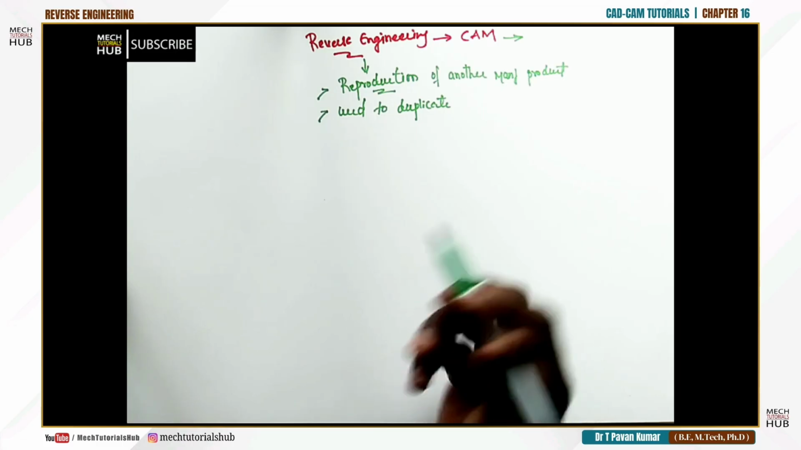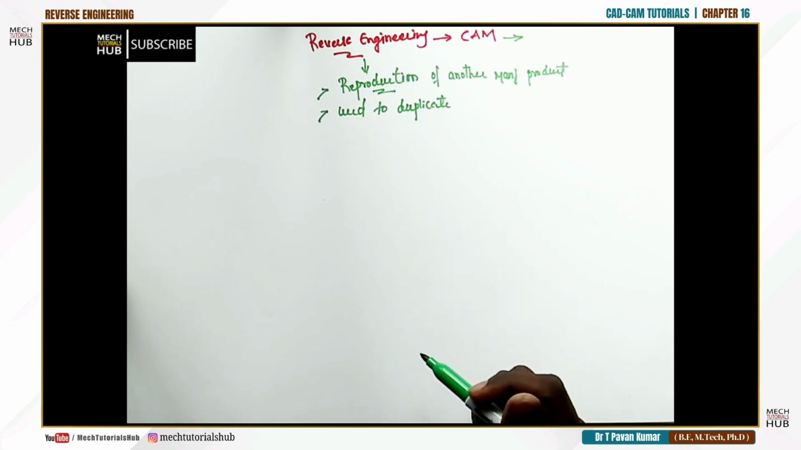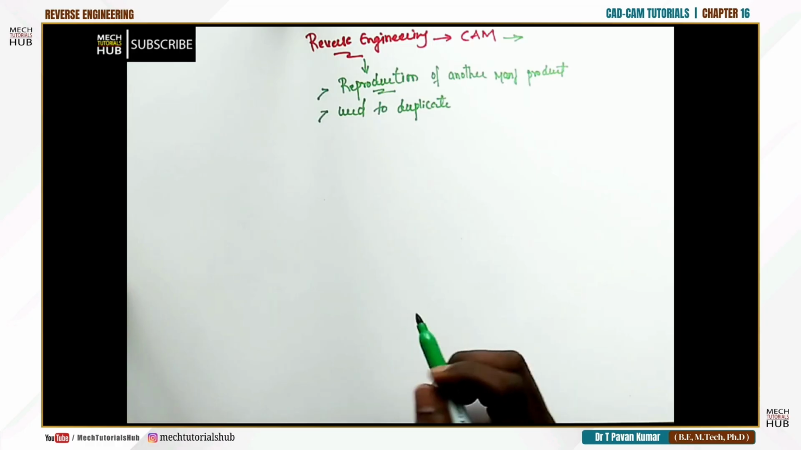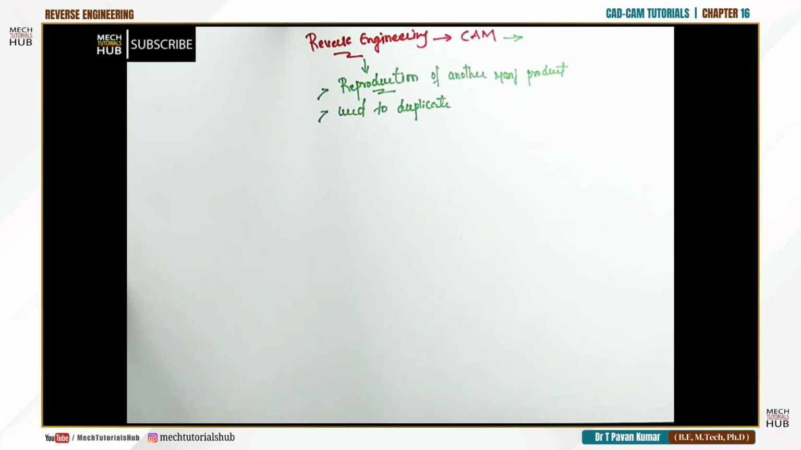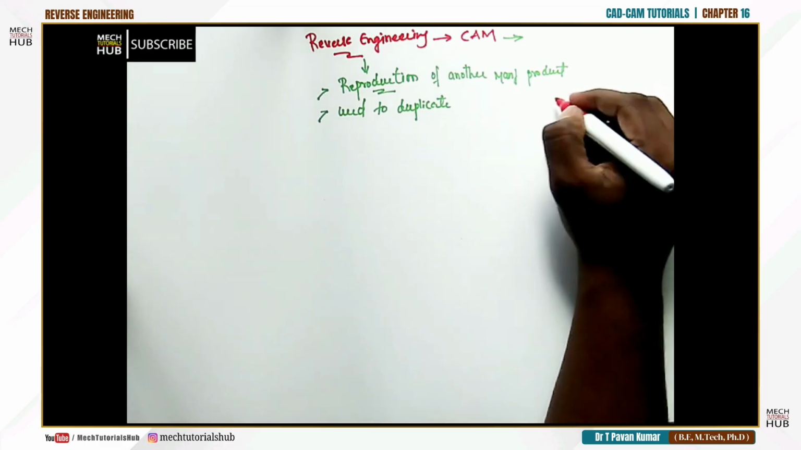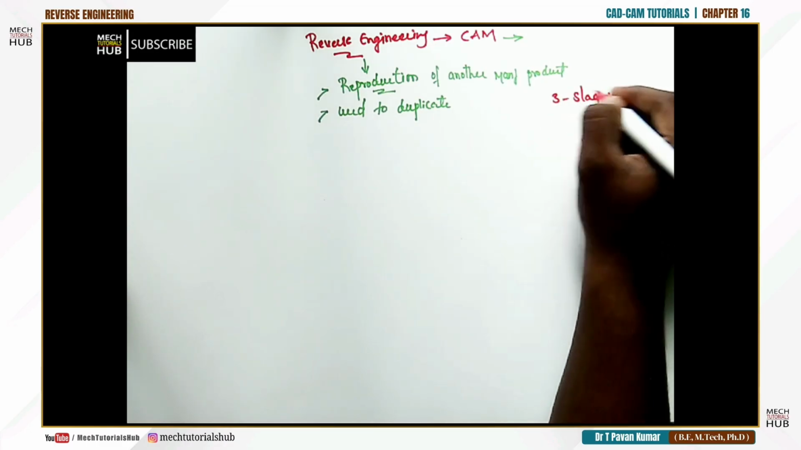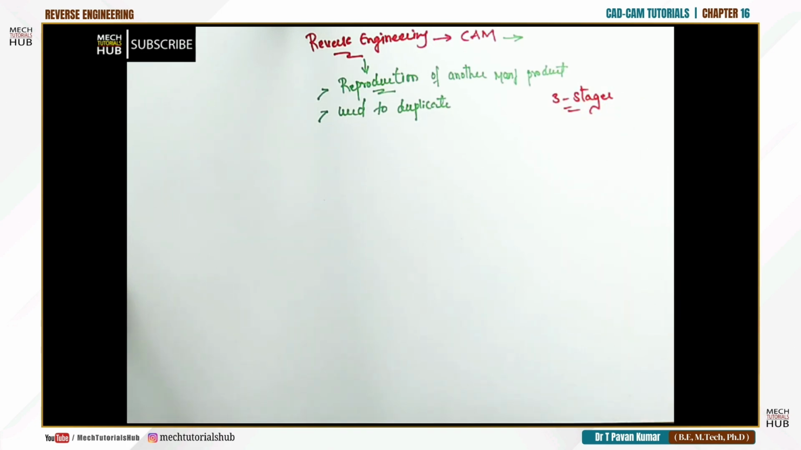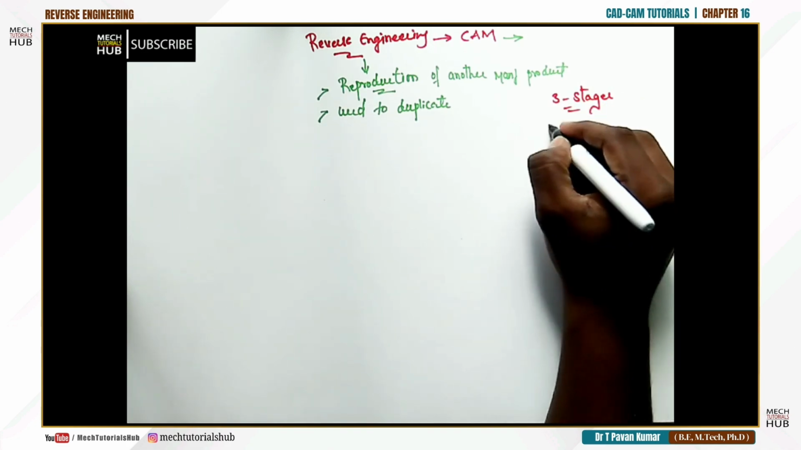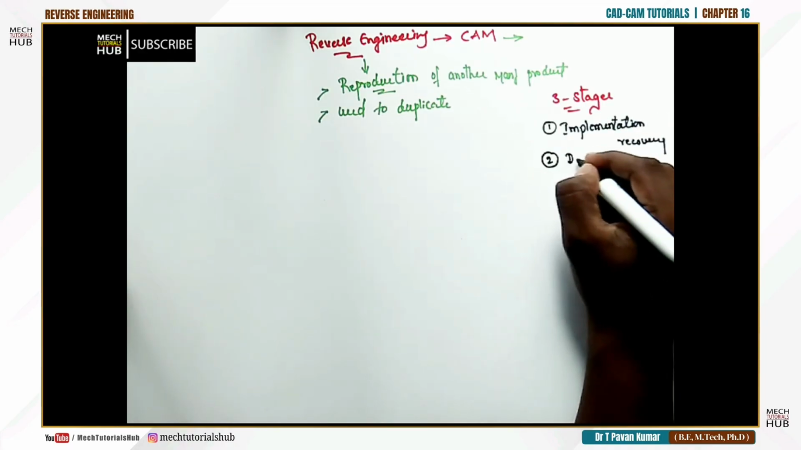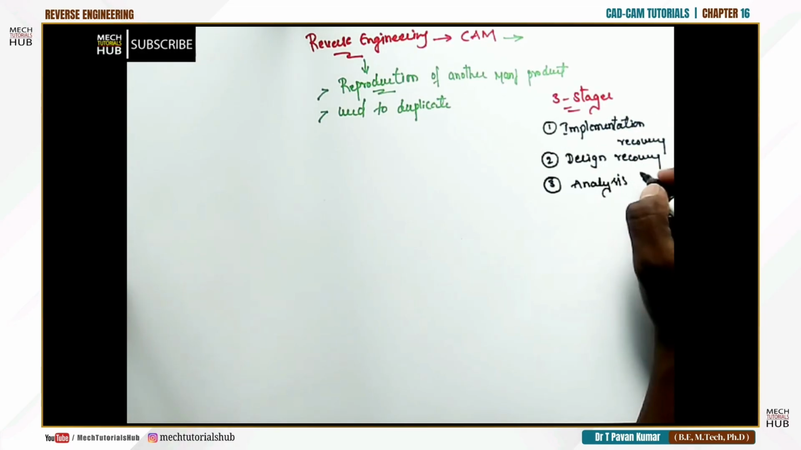Basically, whenever you talk about reverse engineering, there are three major steps that need to be remembered, three stages to implement this reverse engineering. Number one is implementation recovery. Number two, design recovery. Number three, analysis recovery.